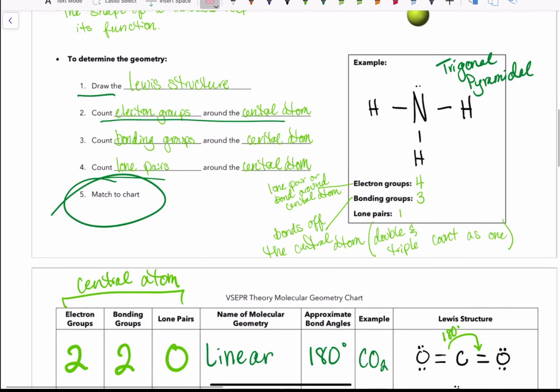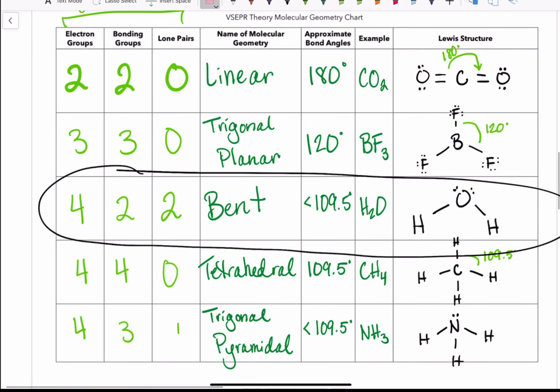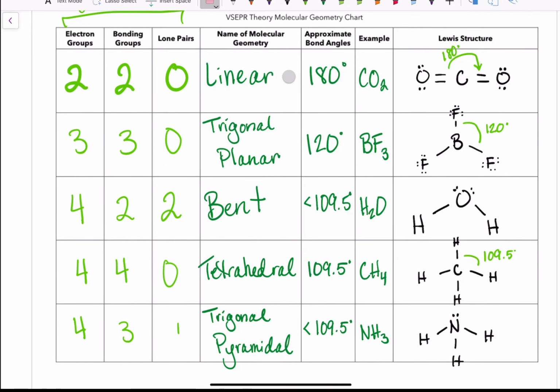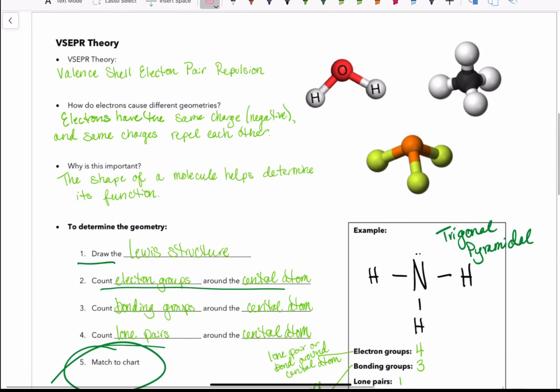To figure out the geometry, draw the Lewis structure, and then we need to count electron groups, bonding groups, and lone pairs, and then we match it to the chart. And we can then figure out the name of the geometry here in the center. Okay, that is it for VSEPR theory notes.